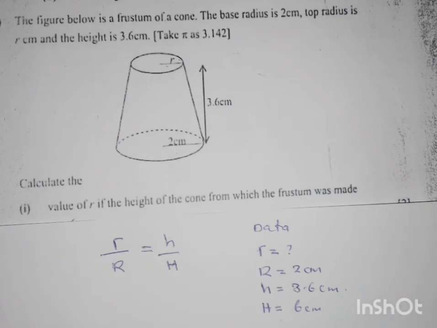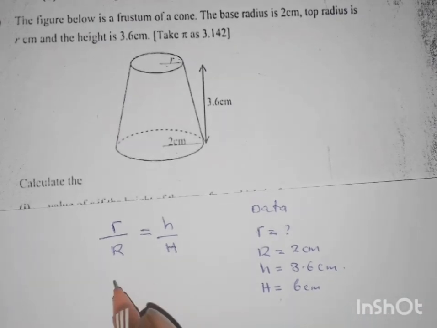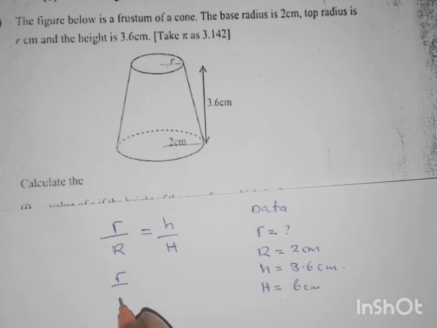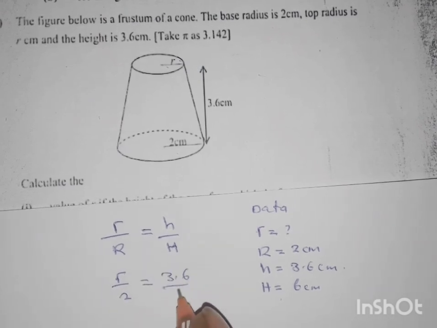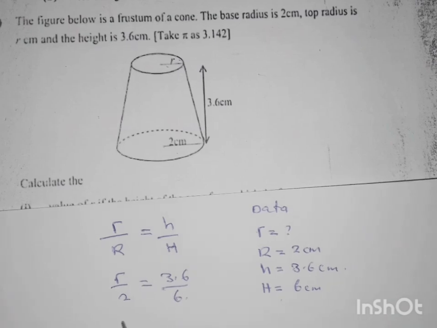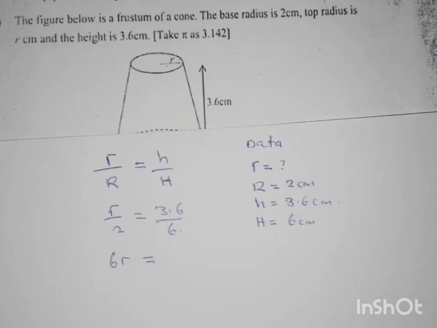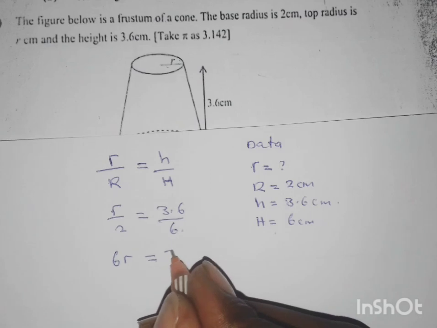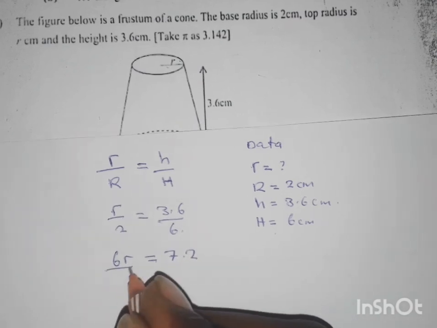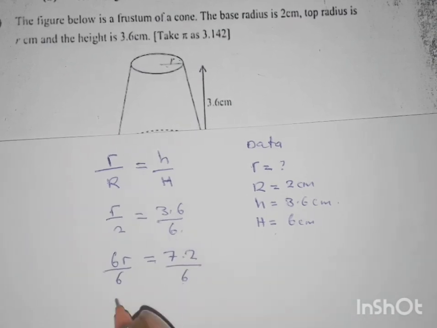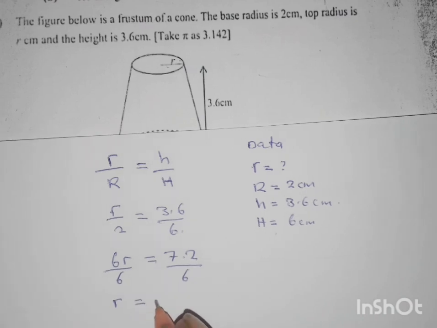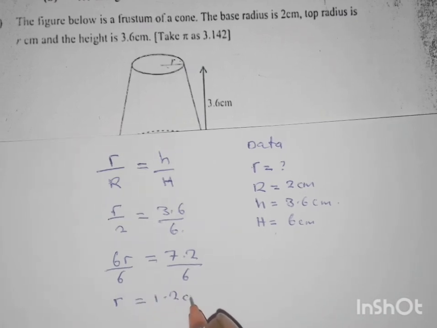Let us just substitute this in the formula. So r over 2 is equal to 3.6 over 6, which when we cross multiply gives 6r equal to 7.2. Divided by 6, r will be equal to 1.2 centimeters.